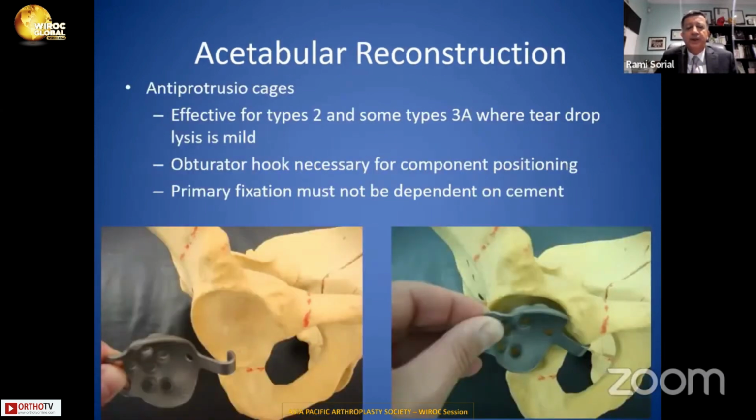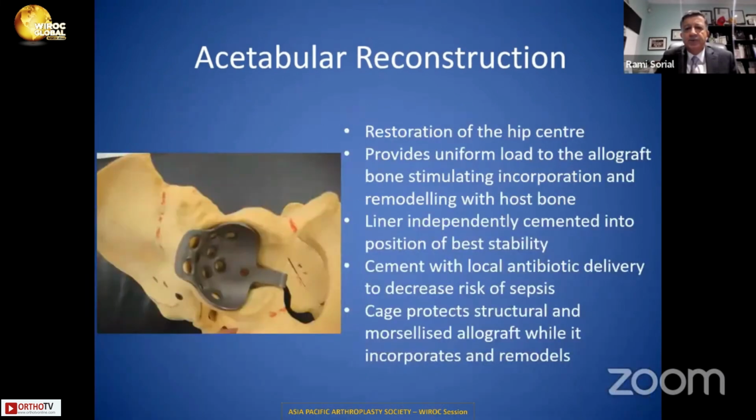Addressing the antiprotrusio cages, like the Ganz cage, it's effective for type 2 and some type 3 where the teardrop lysis is only mild. Therefore, you can use the obturator hook to actually secure fixation distally. This necessarily brings the center of rotation to the correct position so you don't have too much proximal migration of your new cup. This restores the hip center, provides uniform load to the allograft bone, stimulating incorporation and remodeling with the remaining host bone. The liner can be independently cemented in the best position for stability.